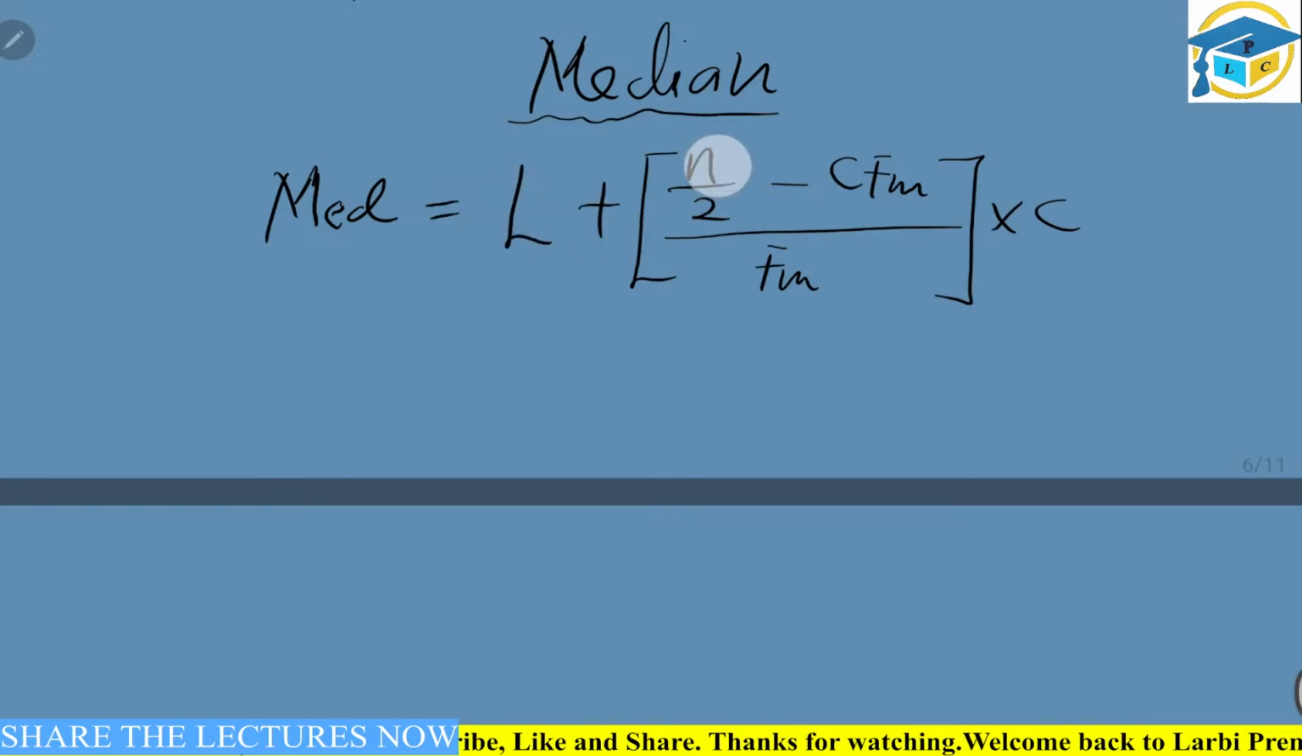The N represents the total number of frequency, or the total number of observations under consideration. The CFM represents the cumulative frequency of the class preceding the median class. Let me take it again. The CFM here is the cumulative frequencies preceding the median frequency.